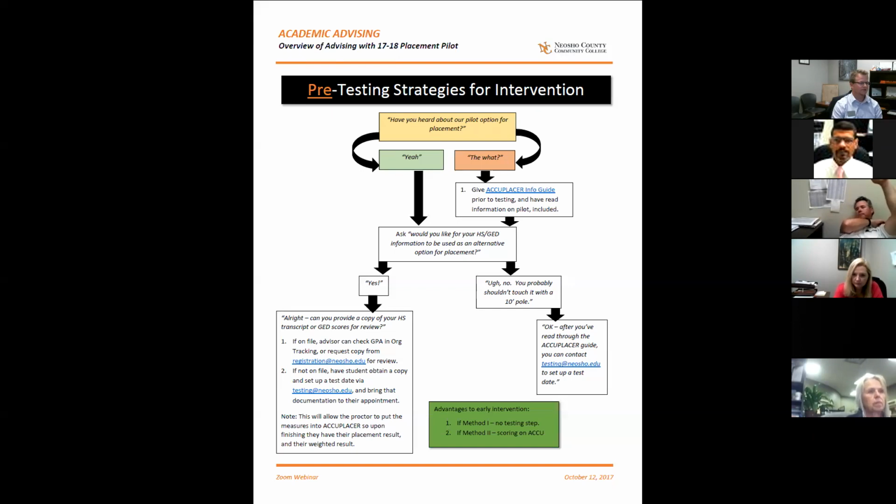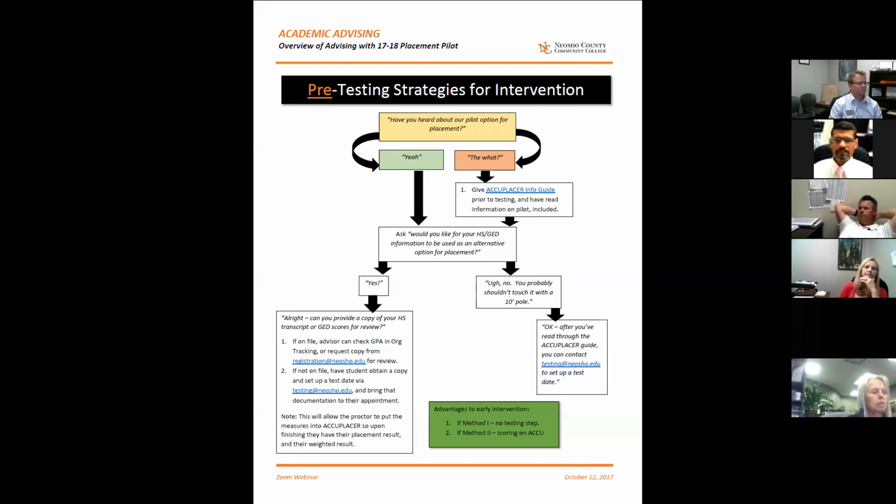So again, the advantage, if they're a method 1, is there's no testing step. If they're a method 2, then we can have AccuPlacer score it alongside their actual score so that the advisor is armed with both of those numbers. Remember too, it's a pilot that they would opt into.